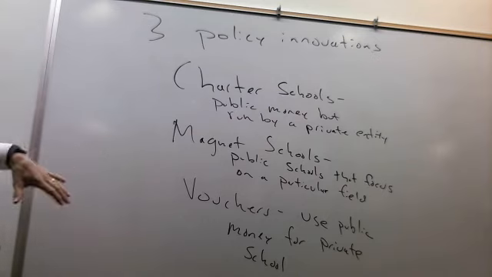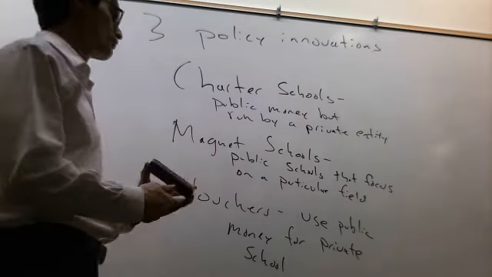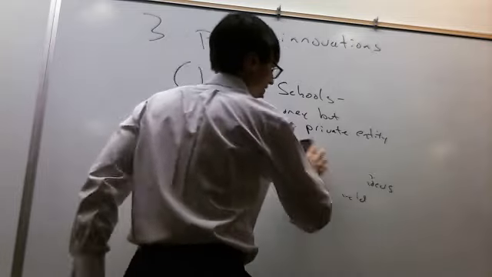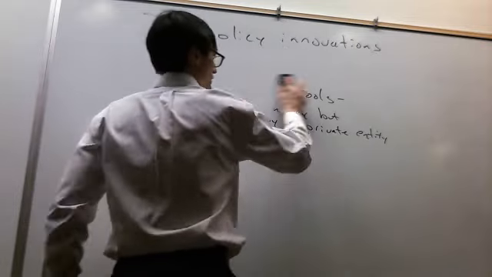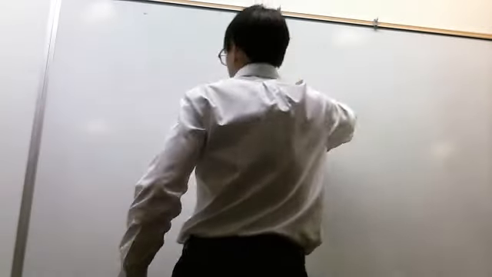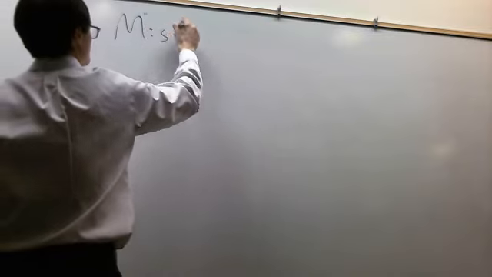So these are some policy innovations that people have tried in order to improve outcomes as well. Normally they're done on a very local basis. Like I said, in charter school, Mississippi just started a charter system recently. Let's talk a little bit about Mississippi education.